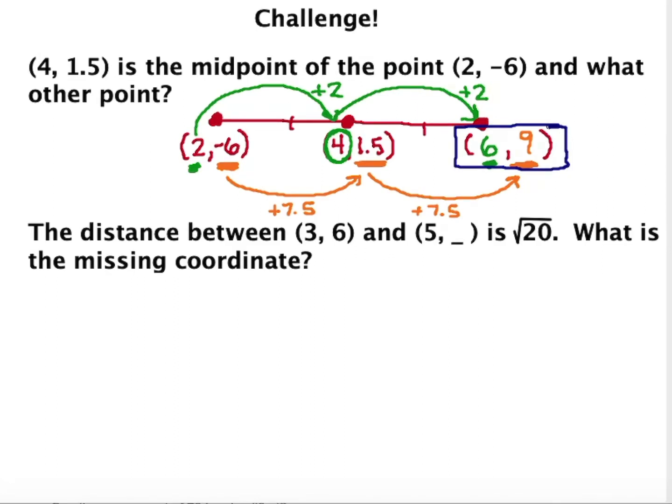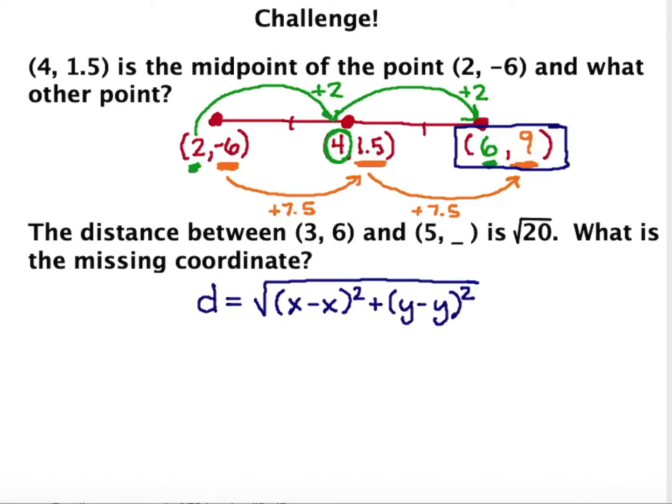Last problem. I'm going to use some sweet algebra on this one because I don't really have a different shortcut. So here's my version of the distance formula. Remember, I don't put those little 2's and 1's down there because I just don't want to bother with them. What I'm going to do is fill in what I know and what I don't know. This time they gave me the distance. It said the distance between this point and this point is the square root of 20. So I'm going to put the square root of 20 in for the distance here.